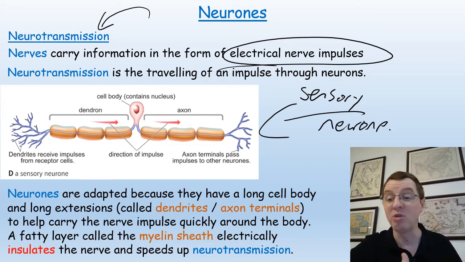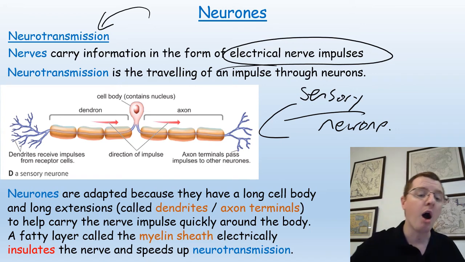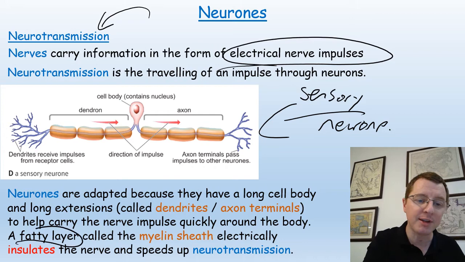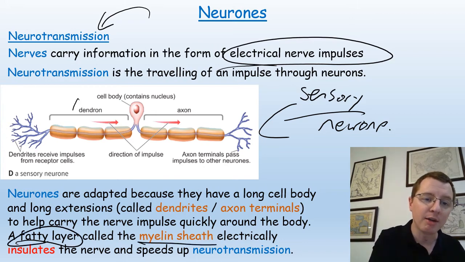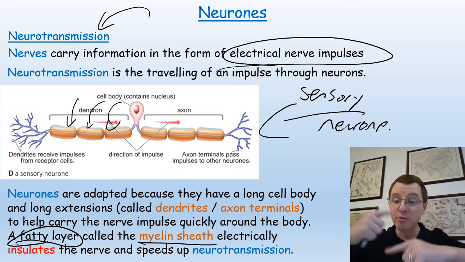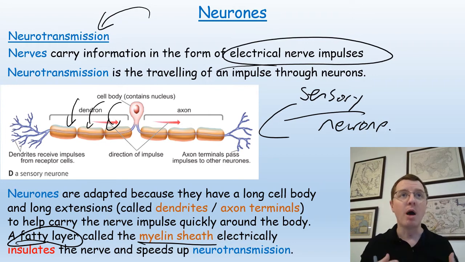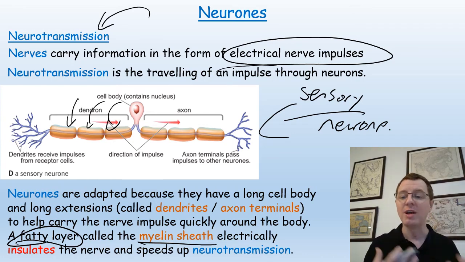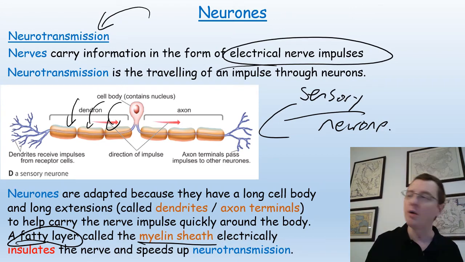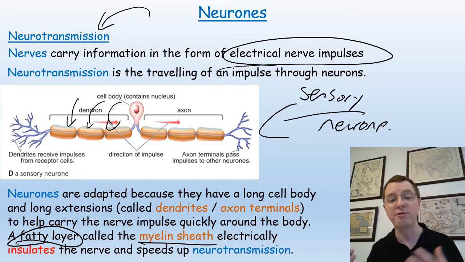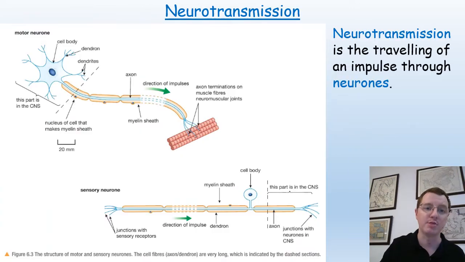All nerves in humans anyway, and animals, are covered in a fatty layer known as the myelin sheath. And you can see that here and here and here. This is actually just one particular cell that's wrapped around again and again and again and again. So it builds up layer after layer of the cell membrane, and the cell membrane is basically made out of fat. And fat is an electrical insulator. So this fatty myelin sheath electrically insulates the nerve impulse so that it can't leak out, and that makes the nerve impulse travel much faster, so it speeds up neurotransmission.